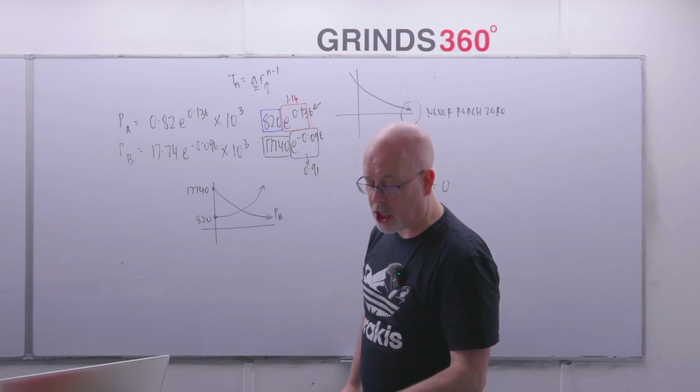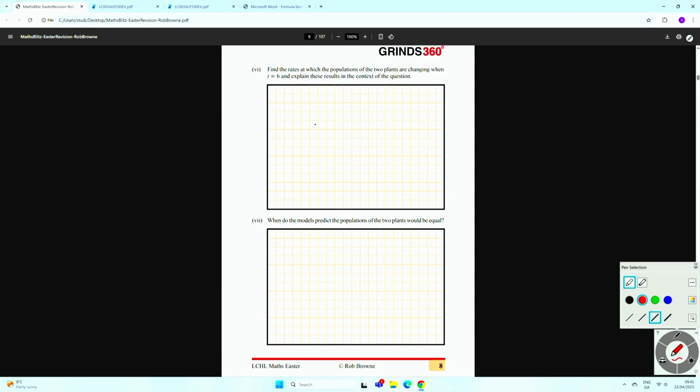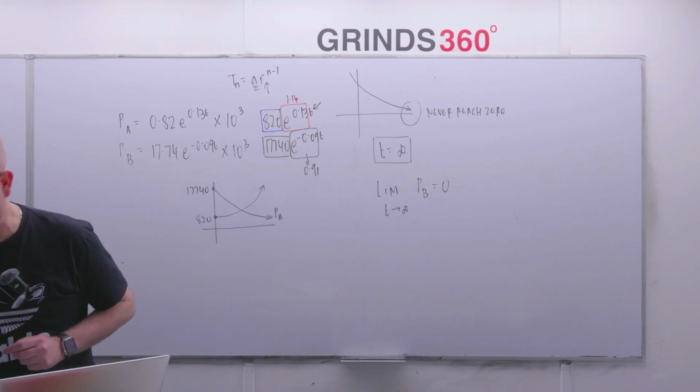Okay, just to finish up the next page, there's another buzzword to draw your attention to here. Sorry, just to take the last page of the question here. So part 6, there's your buzzword there, rates. So find the rate. Remember, rate means derivative. That's a calculus question. Find the rates at which the population of the two plants are changing when t is equal to 6 and explain these results in the context of the question. Okay, so rate means derivative. So this is a differential calculus question.